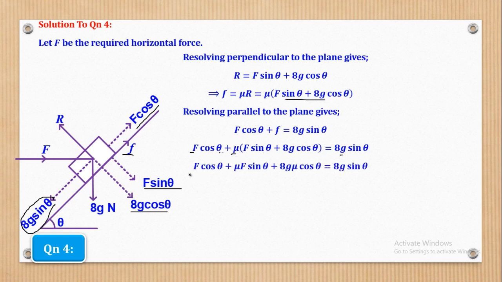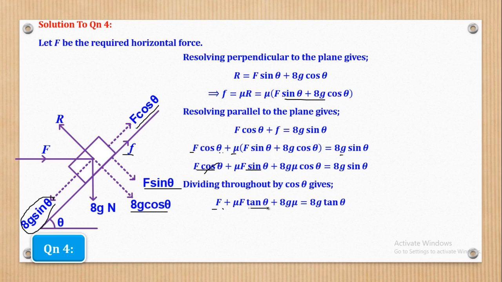So when I open brackets, I'll come up with that, and when I simplify, I'll have to divide throughout by cos theta. So when I divide this by cos theta, this cos will cancel to remain with only F. When I divide this by cos theta, I'll come up with tan theta, which is that. When I divide this by cos theta, I'll come up with 1, that's why here there's no cos. When I divide this by cos theta, I'll come up with tan theta, which is that.